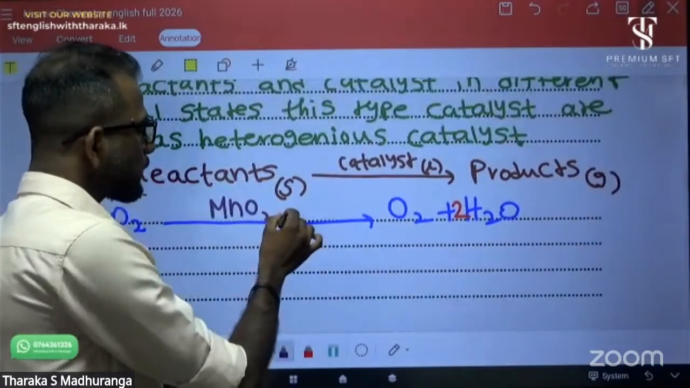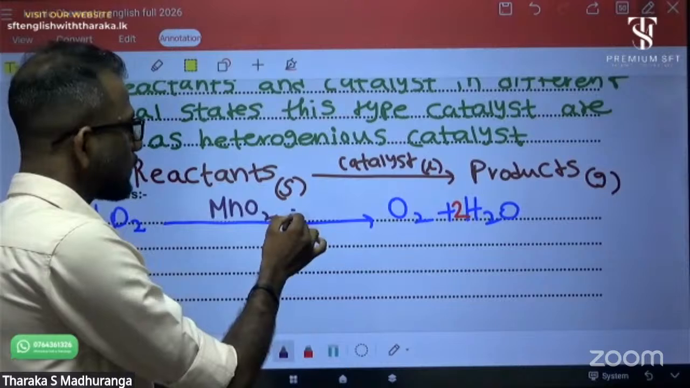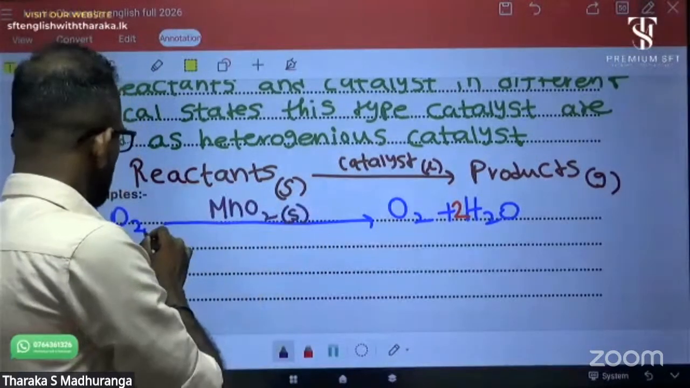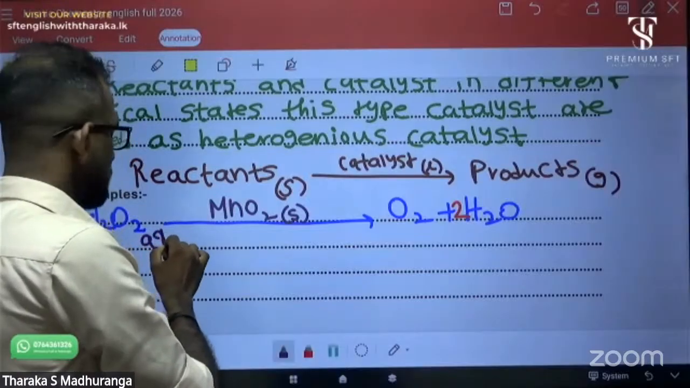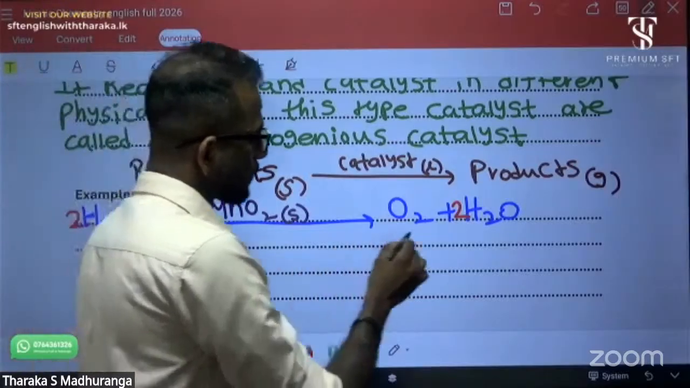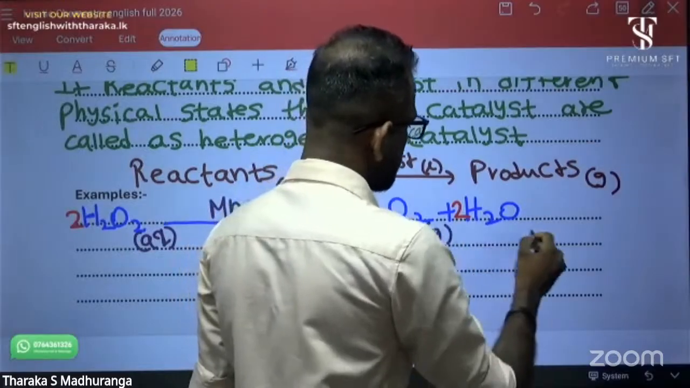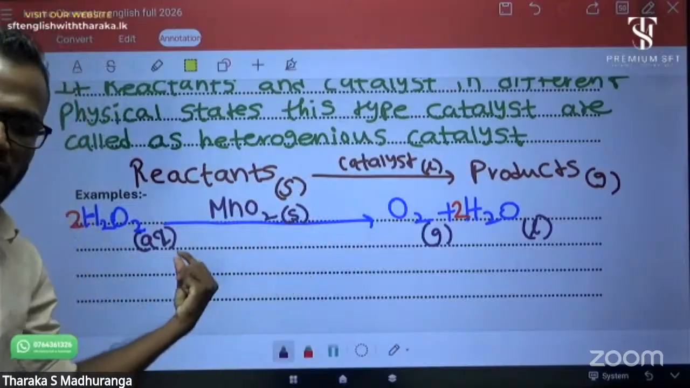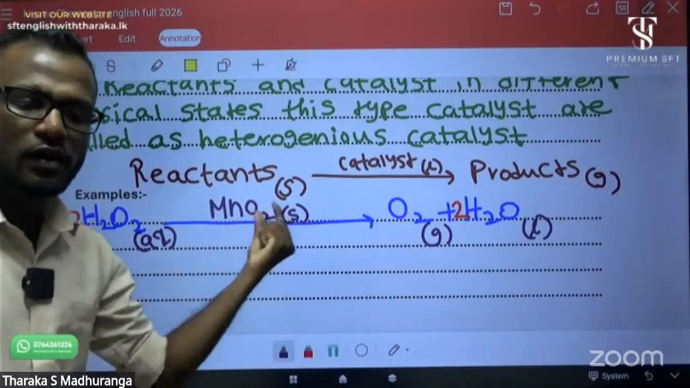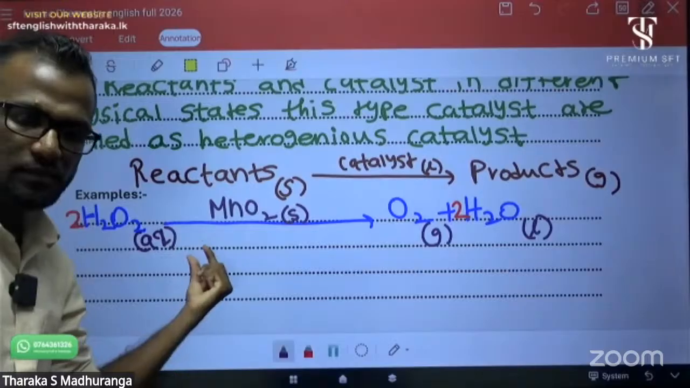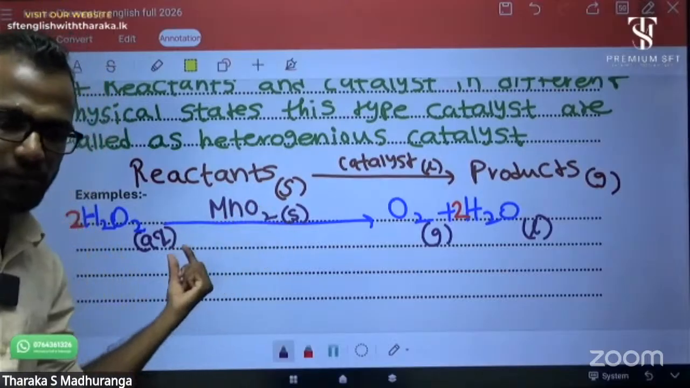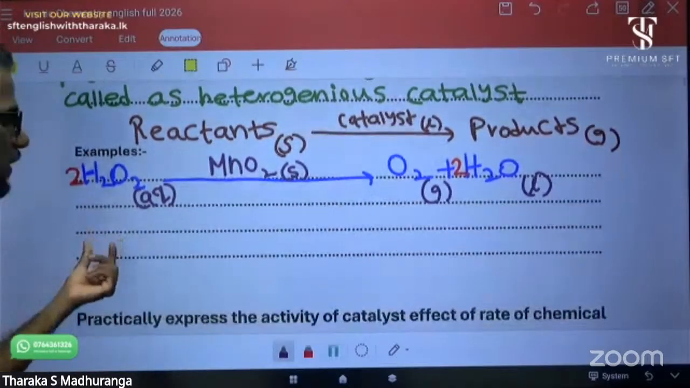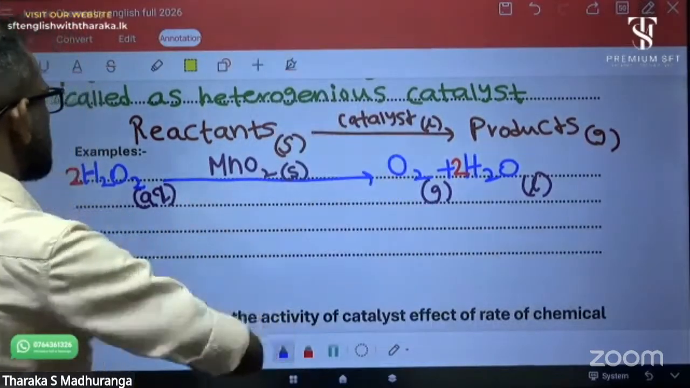Manganese oxide is a solid. Hydrogen peroxide is an aqueous solution. Oxygen is a gas, water is a liquid. Then is it homogeneous or heterogeneous? It's heterogeneous, different physical states. The physical state is not the same for reactant and catalyst. They are heterogeneous catalysts.